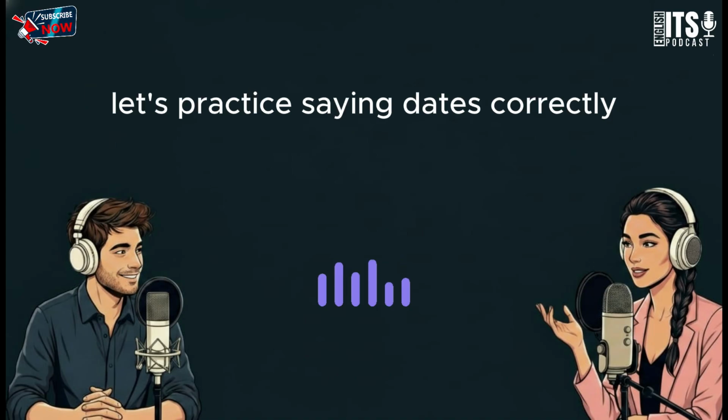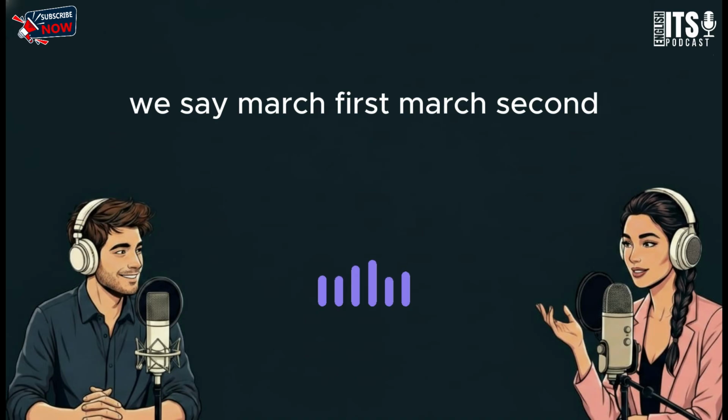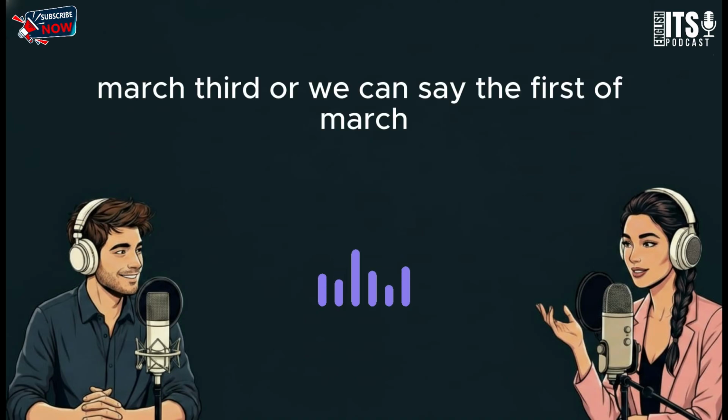Let's practice saying dates correctly. We say March 1st, March 2nd, March 3rd.